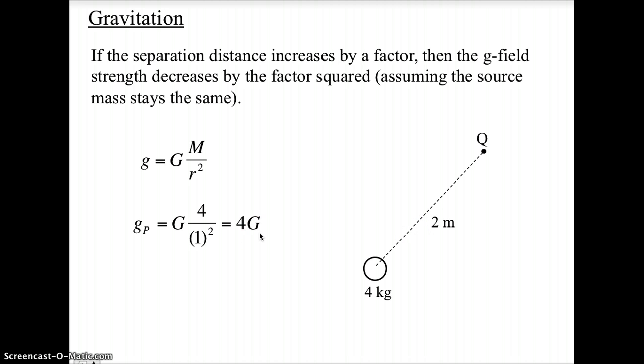And let's find this field strength at Q. Well, it's big G times the same mass, M, which is 4. M is in the numerator, so we plug in 4. And in the denominator, we have now 2 squared, which becomes 4. And it's G times 4 over 4, which is simply equal to G. So if we double the separation distance, if we multiply it by 2, then we divide the gravitational field strength by 4, because it went from 4g down to just g.